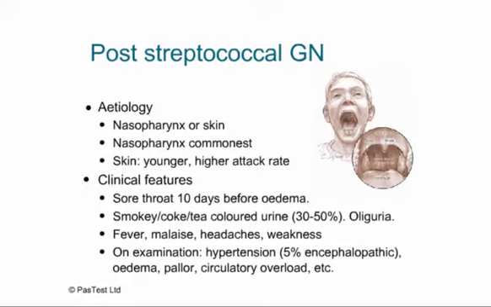Between a third and a half of them will then go on to develop the typical smoky, coke or tea-coloured burgundy urine of macroscopic hematuria, and they'll become oliguric. The children are often febrile, they have malaise, headaches and generalised weakness. On examination, these children are inevitably hypertensive, which reflects circulatory overload, and around 5% of them are frankly encephalopathic. They have edema, pallor, and features of circulatory overload such as a raised JVP, etc.